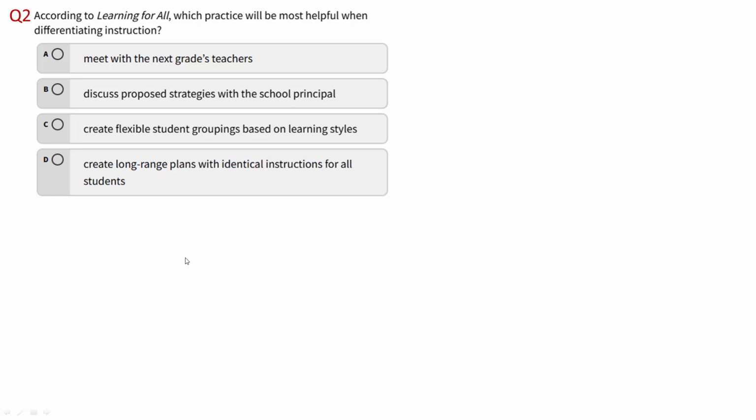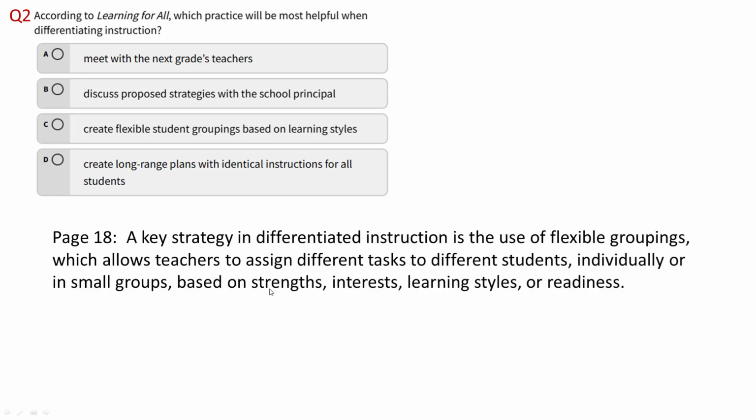Number 2, according to Learning for All, which practice will be most helpful when differentiating instruction? On page 18, a key strategy in differentiating instruction is the use of flexible groupings, which allows teachers to assign different tasks to different students individually or in small groups based on strength, interest, learning styles, and readiness. So C is the best answer for question number 2.